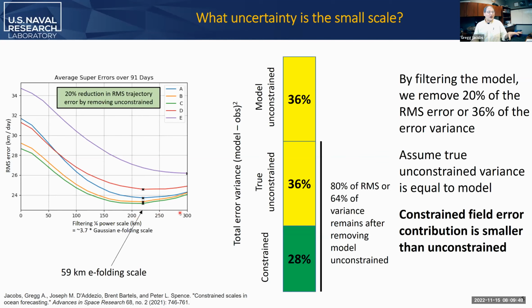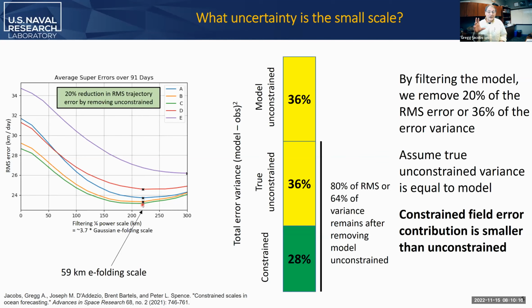Here, this horizontal axis is the quarter power point of the Gaussian filter, which is about 3.7 times the E-folding scale. So for this, it's about a 59 kilometer E-folding scale where we get to the minimum. Now, the interesting thing here is, if you look at that total error, we reduced the RMS error from about 29 down to 25 kilometers per day. It's about a 20% reduction in the RMS error.